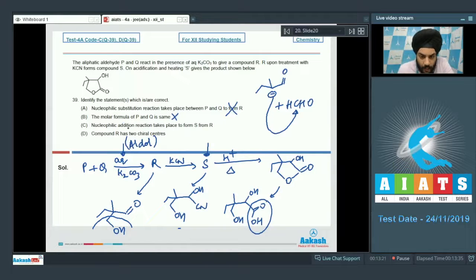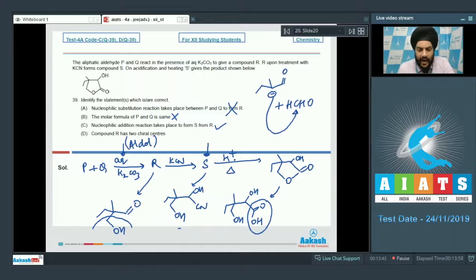If you talk about option C now, nucleophilic addition takes place to form S from R. So we can see that, students, R was the aldehyde, and if you talk about S, S was the cyanohydrin. Okay, so this is a correct statement, students. The nucleophilic addition of CN minus had happened at the aldehyde to lead to the formation of the cyanohydrin S. Okay, so statement C is correct.